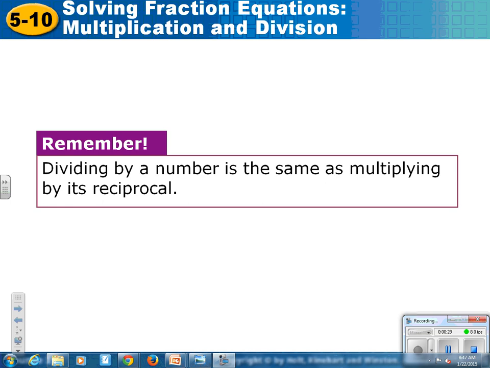We've been talking about multiplying and dividing fractions. You know how to multiply and divide fractions. You know how to do all of that. You know how to do algebra. We're just putting it together.